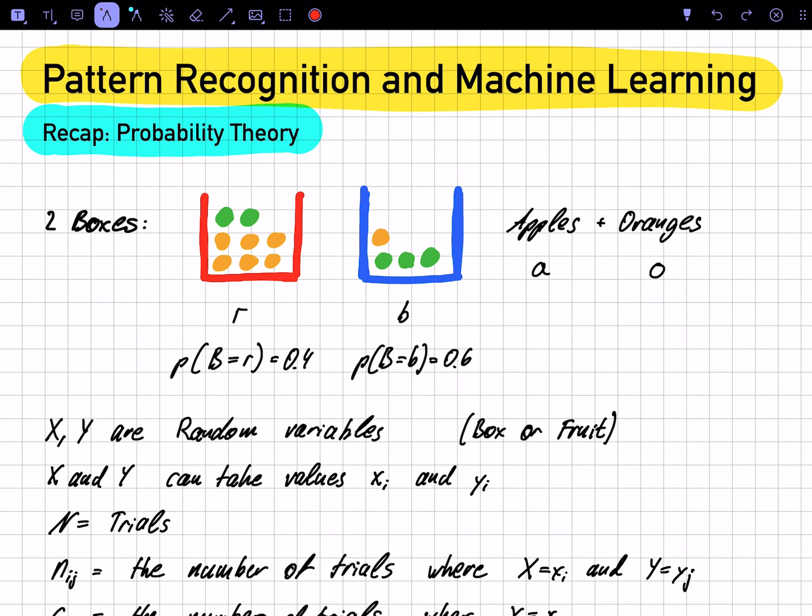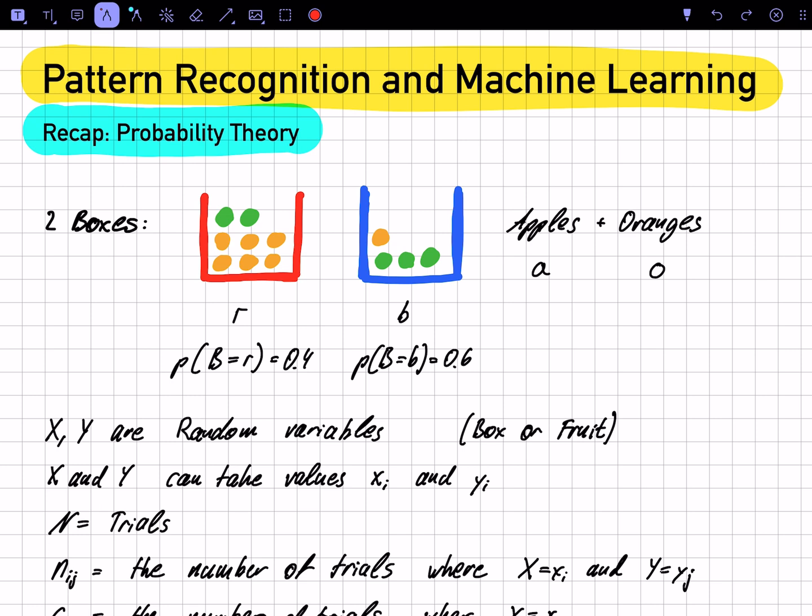Ladies and gentlemen, welcome to another video in the series of pattern recognition and machine learning. In this video, we will be covering the topic of probability theory. It's just a small introduction, no big derivation or anything, just so we have a little recap so we can then later work with probability densities and probability distributions.